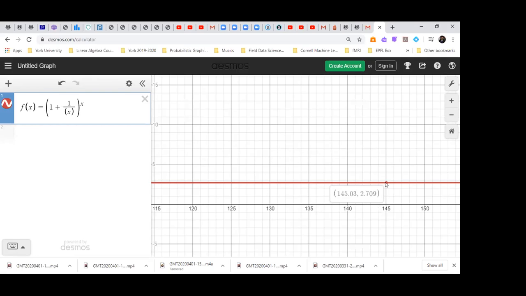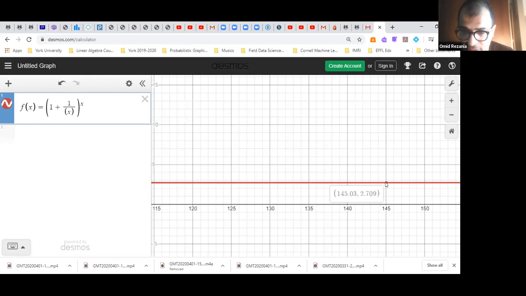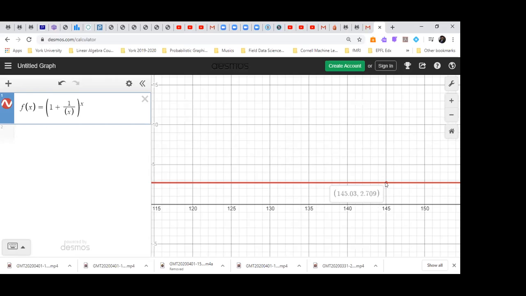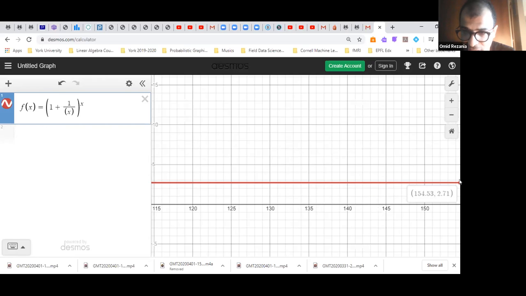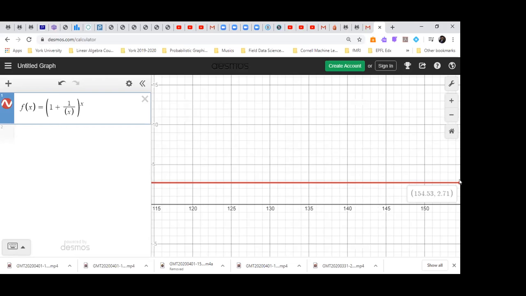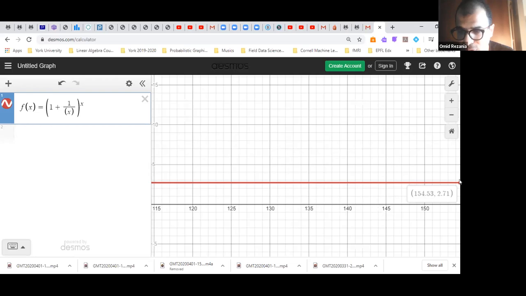Before that, what is the x? x is 145. Look at that, I go to 154. What is the y coordinate of that point? 2.75, huh? You see the coordinates on the screen? The x is 154.53, and the y coordinate is 2.71. Do you see that? Yes.